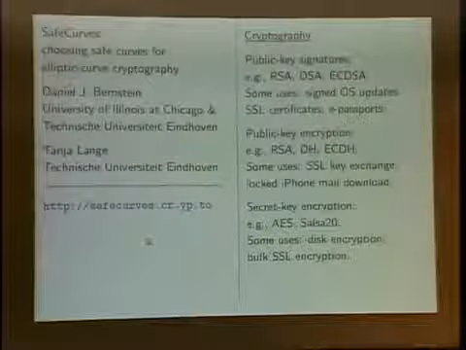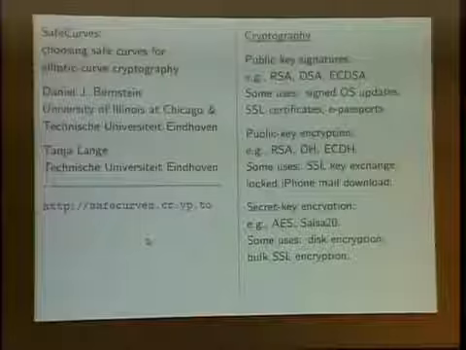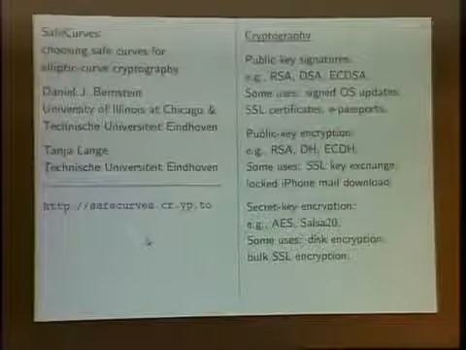Bernstein and Tanja Lange talking about SafeCurves, their new mechanism for choosing safe elliptic curve cryptographic curves. Thank you very much.